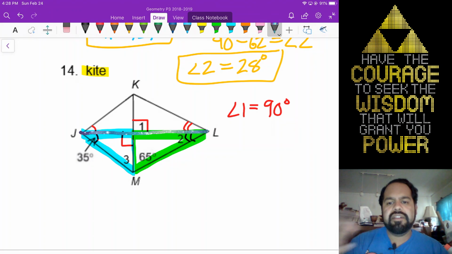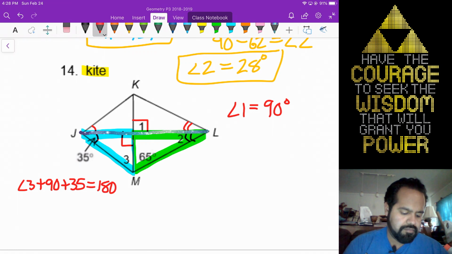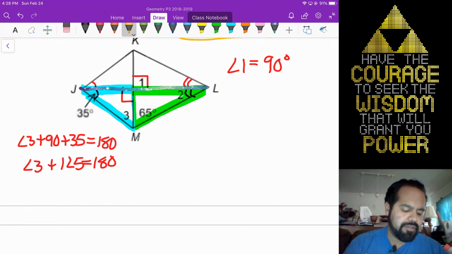There we go. Okay, so looking at the blue triangle, I have the 90 degrees and the 35. Add that to angle 3, they add up to 180 degrees. So when you get angle 3 by itself, you should get a nice 55 degrees.